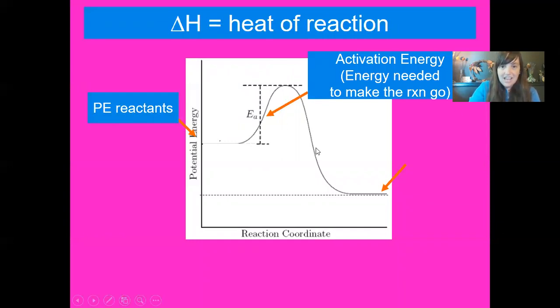Then the energy over here is the energy of the products after they've made new bonds. So in this case, you'll notice that the reactants started off with this amount of energy. They ended up with less energy. So they ended up overall giving off energy to the universe. Even though they had to gain a little bit of energy here to get going, they ended up giving out more than they gained.